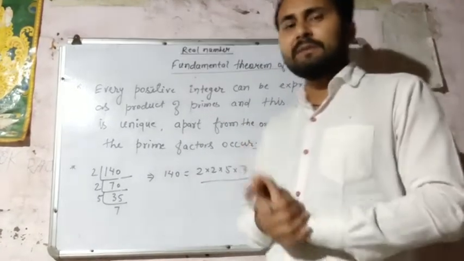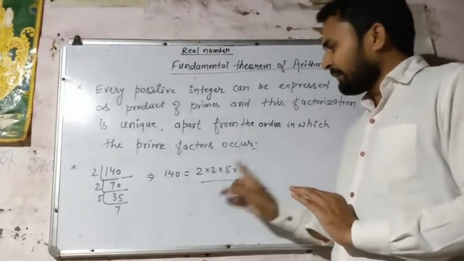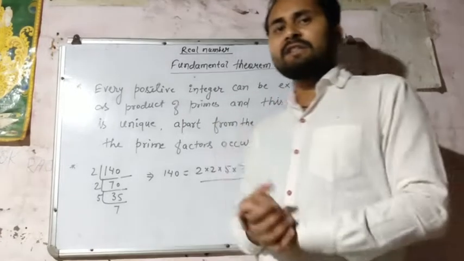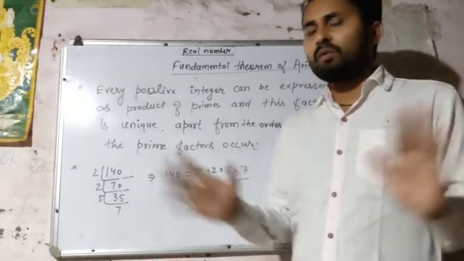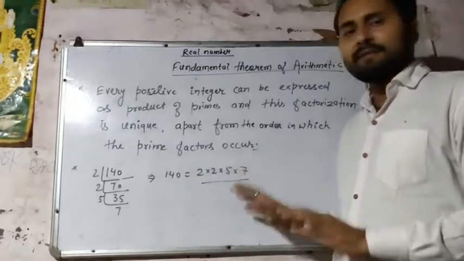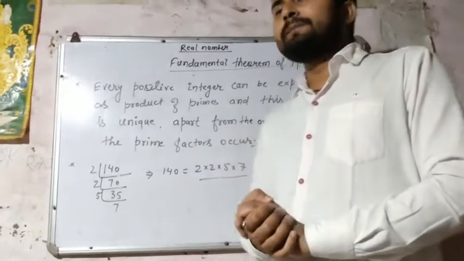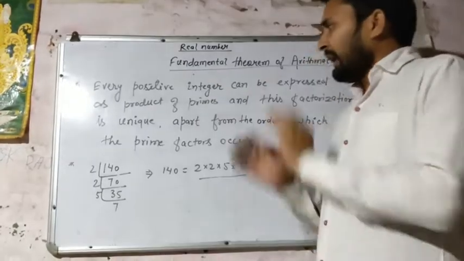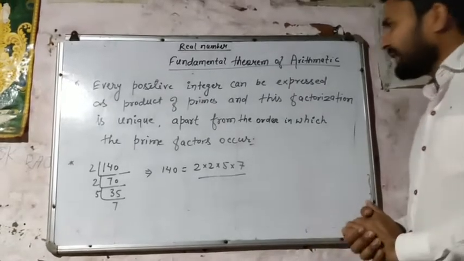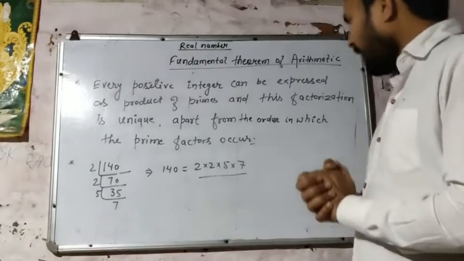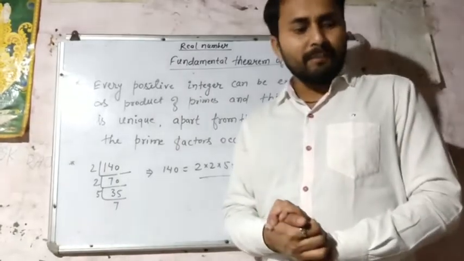Here there is a possibility that we can change the order of the factors. We put 7 here and 2 here. We put 5 here and 2 here. We can only change the position of the factors, but there is no other number except 2, 2, 5, 7 in it. So once again I try to make you understand that every positive integer can be expressed as a product of primes, and this factorization is unique apart from the order in which the prime factors occur. So this is the fundamental theorem of arithmetic.